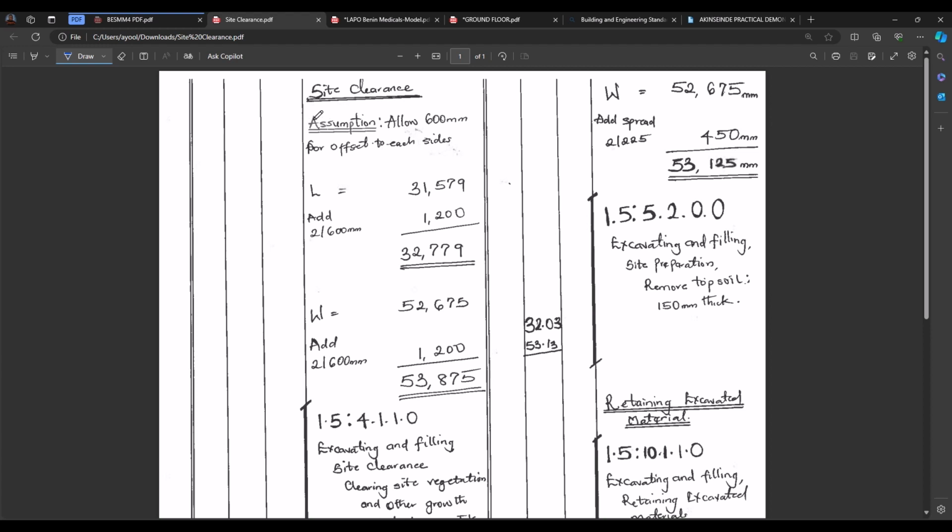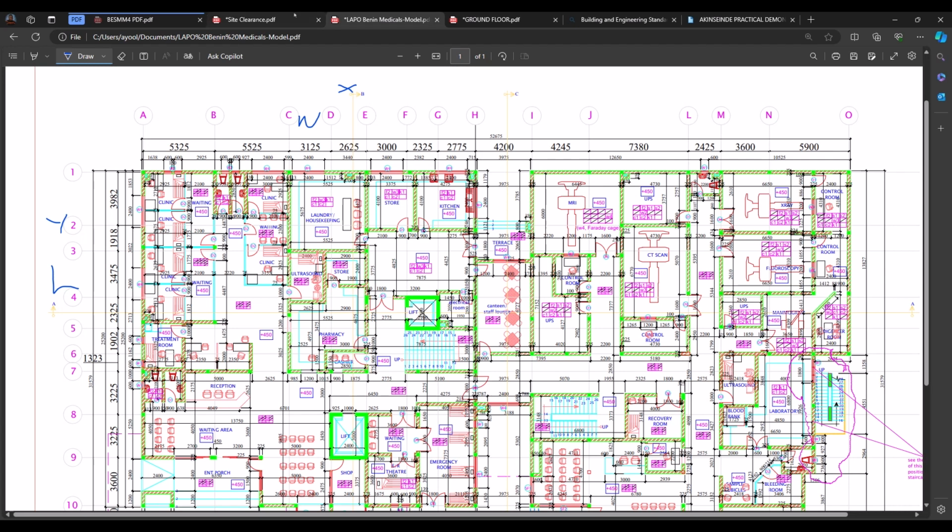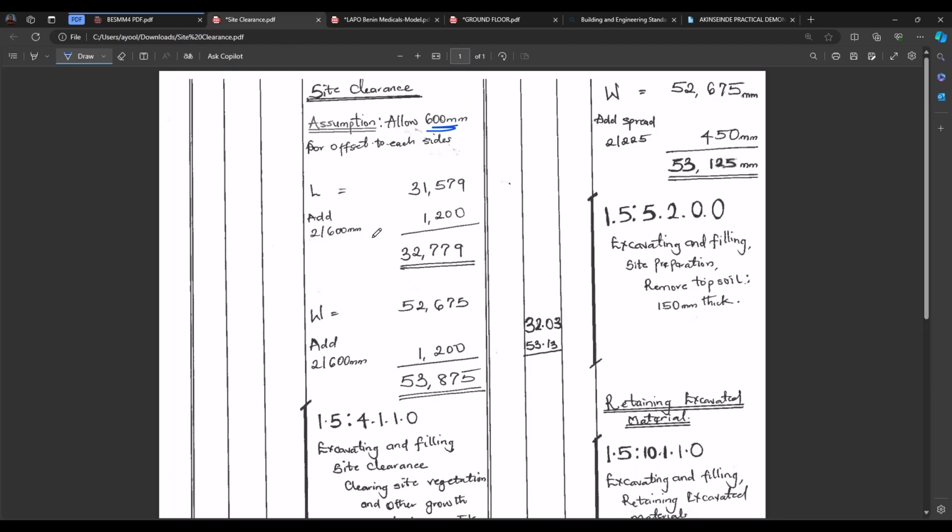So this is an assumption, for whosoever is trying to go through our takeoff process, to know that we allow 600 mm around the perimeter of the site in order to allow for temporary site work. We have it here, 600 mm. So the length is 31,579. 600 to one side, 600 to another side, making 2 multiplied by 600, we have 1,200. So when we add 31,579 plus 1,200, we have 32,779.